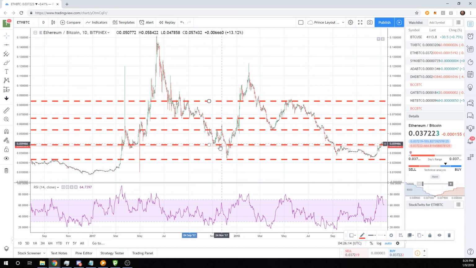But let's take a look at what happened here. Let's take a look at what happened when we added the RSI as an indicator.